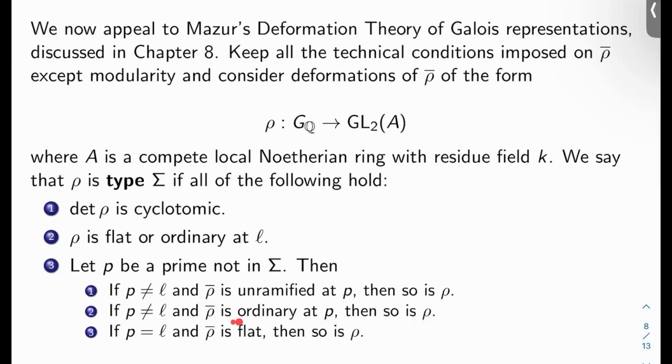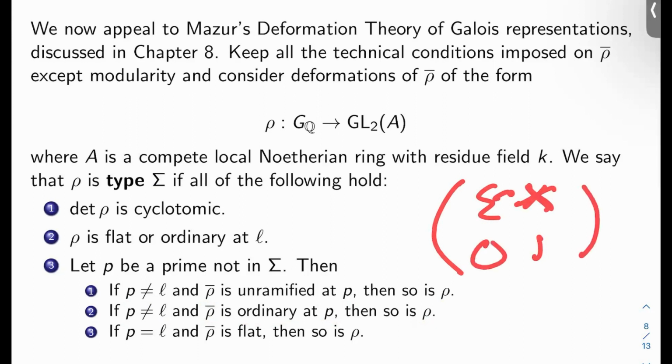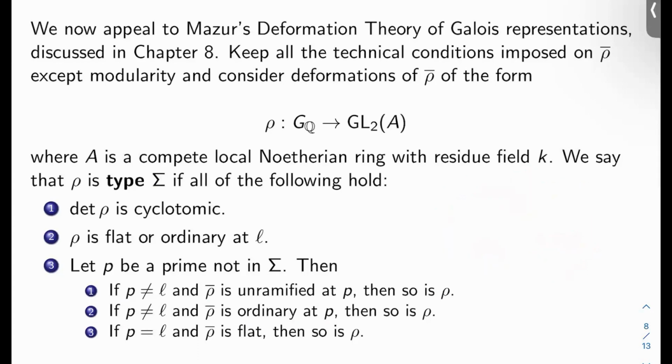More generally, Wiles considers the so-called type A representations, and we want, if rho bar is type A at P, then so is rho. And type A just means maybe you don't look exactly like this on inertia, but maybe there's some unramified character chi such that you look like this. Okay, but we're just going to say ordinary here. And then finally, if P is L and rho bar is flat, then so is rho.